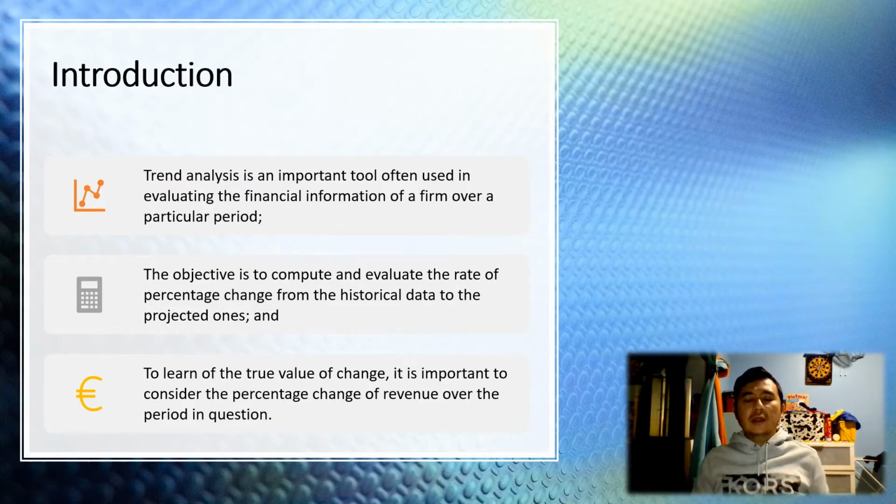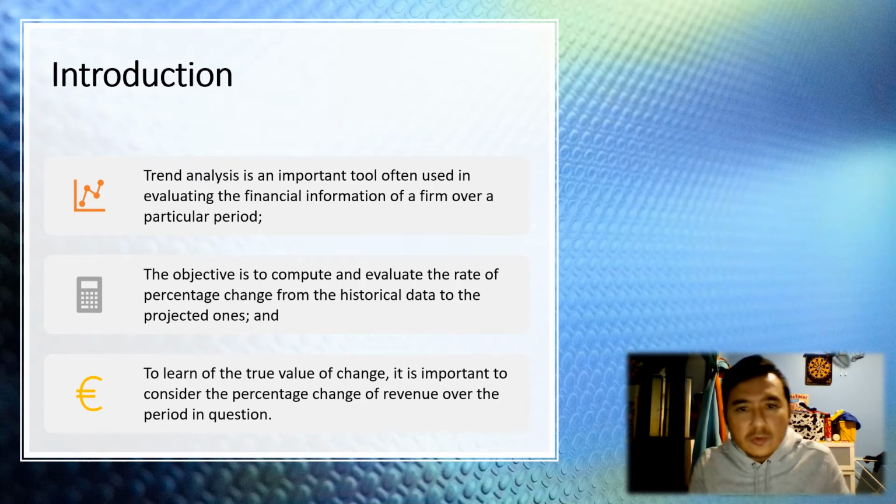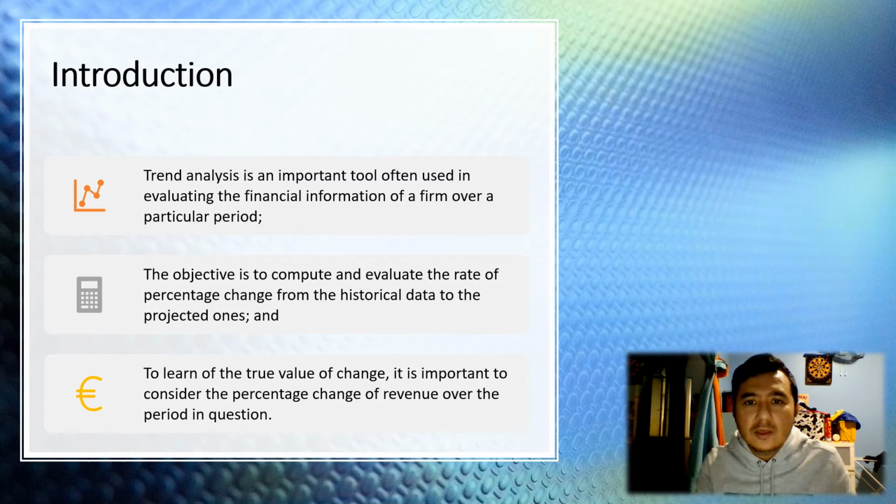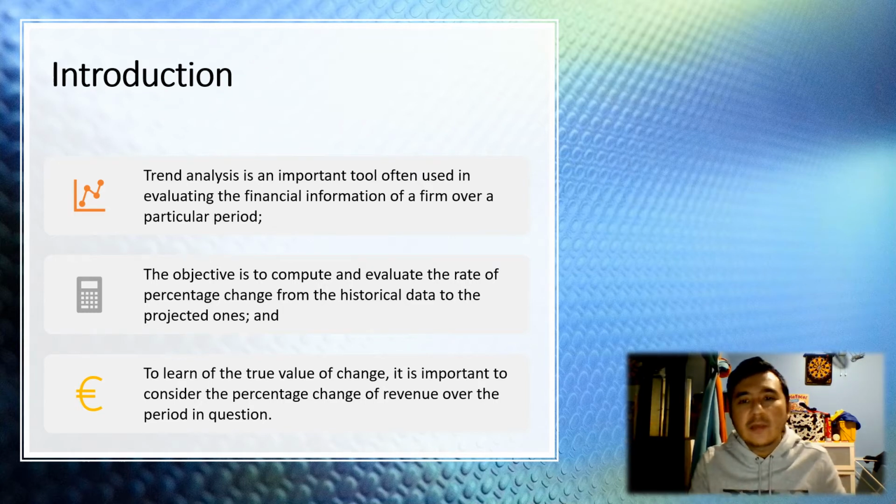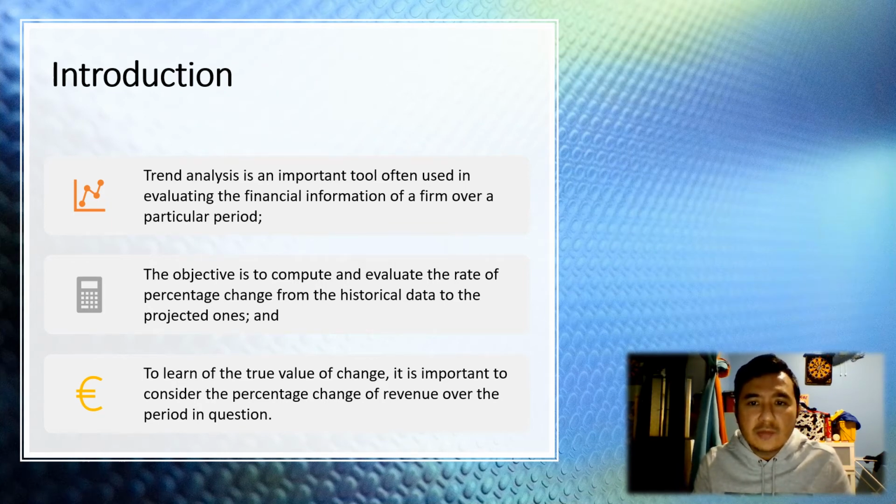As I said before, trend analysis is an important tool for evaluating the financial information of a firm over certain periods. This period can be estimated in months, such as 12 months, a year, a quarter, or the number of years, which are contingent upon the existing circumstances.